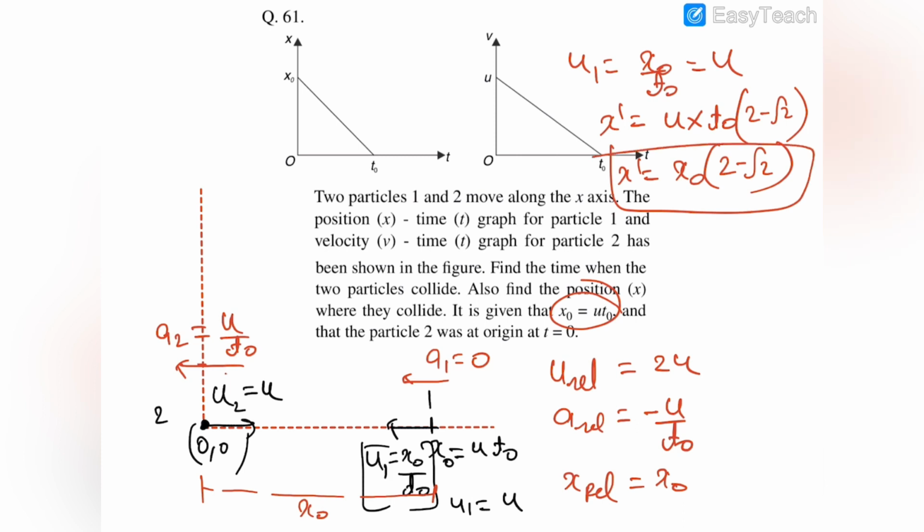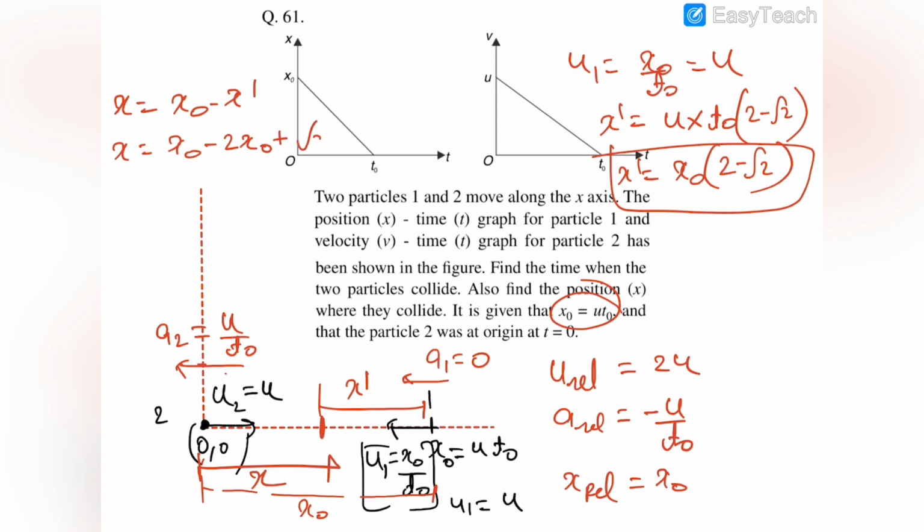And we have to find out the x coordinate of that point. So let us suppose that this is the point of collision and this will be x dash. So this x coordinate will be equal to x naught minus x dash. So x will be equal to x naught minus 2x naught plus root 2 x naught. Okay, so x will be equal to x naught is common, root 2 minus 1. So this will be the x coordinate of that point where they will collide. Now we move on to the next question.